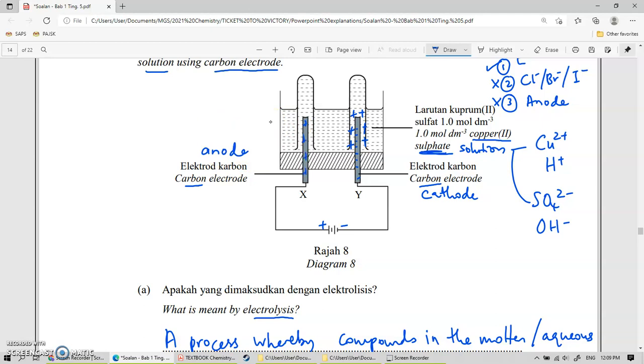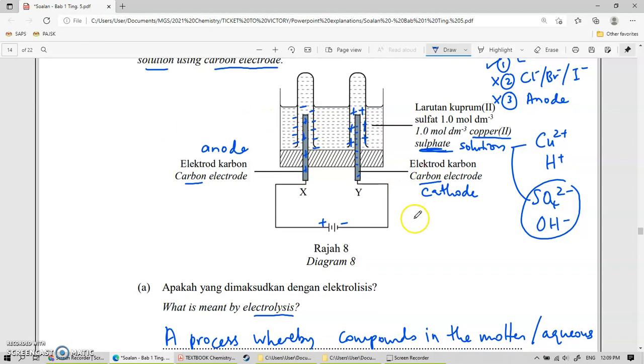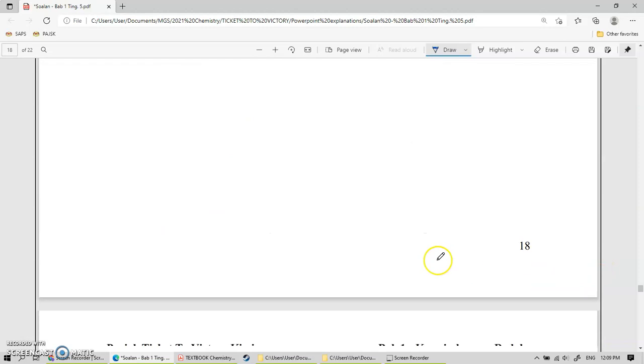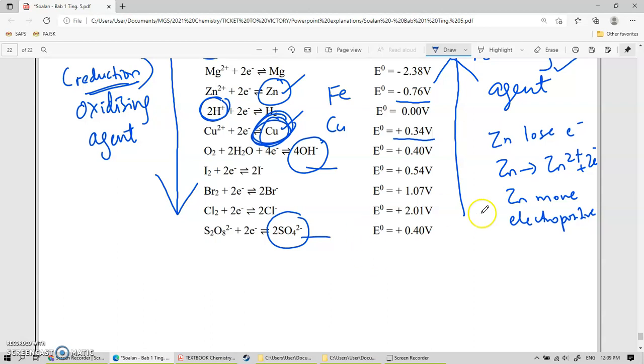It will attract the negative ions. So it will attract SO4 2- and OH-. So we have to refer to the appendix to compare between OH- and SO4 2-. So which one? Just now, you have to remember this. Look at the diagram again.